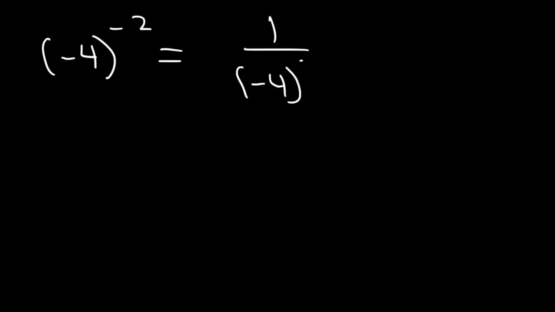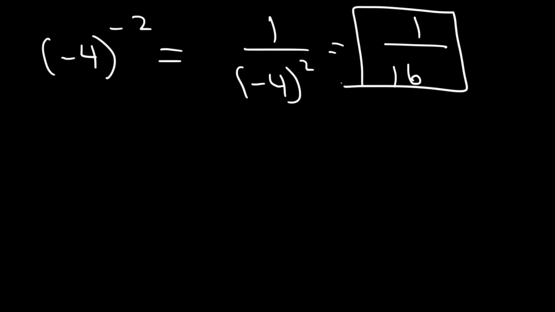What is negative 4 raised to the negative 2 power? So first, we need to bring it down. This is negative 4 raised to the 2nd power. Negative 4 squared is positive 16. So that's 1 over 16. So now you know what to do if you ever have a negative exponent.